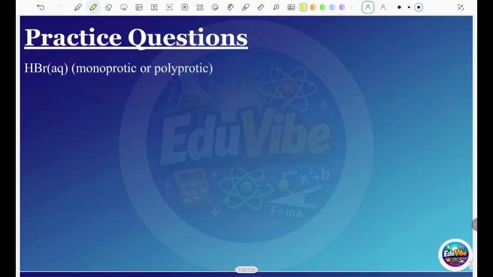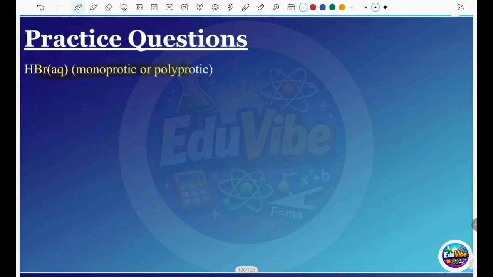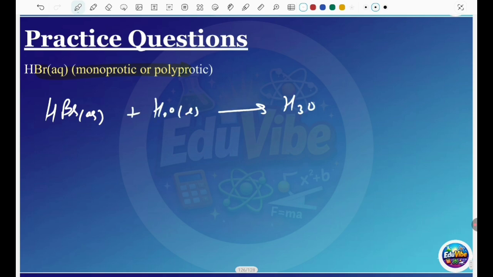The last questions we have are on monoprotic and polyprotic acids. For HBr, we have to say whether it's monoprotic or polyprotic. So we have HBr aqueous. We react it with water, and we will get hydronium ion plus Br-. So there's only one hydronium ion, which means this is monoprotic.